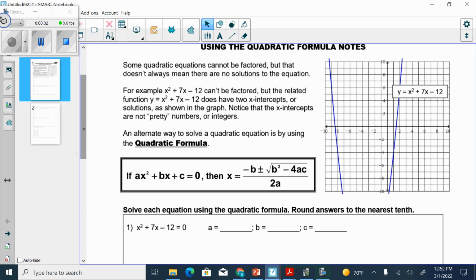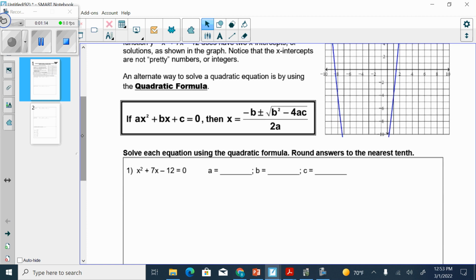They give us this example here. We know that there's a couple things that can multiply to give me negative 12, but nothing that will also add to give me a positive 7, right? 3 times 4 is 12, but one of them would have to be negative, and if you make one of them negative, they no longer add to give you a positive 7, okay? So this is when we would need to use the quadratic formula. They point out to us that this means your x-intercepts are not going to necessarily be pretty numbers or integers. You're going to get some decimals, all right?